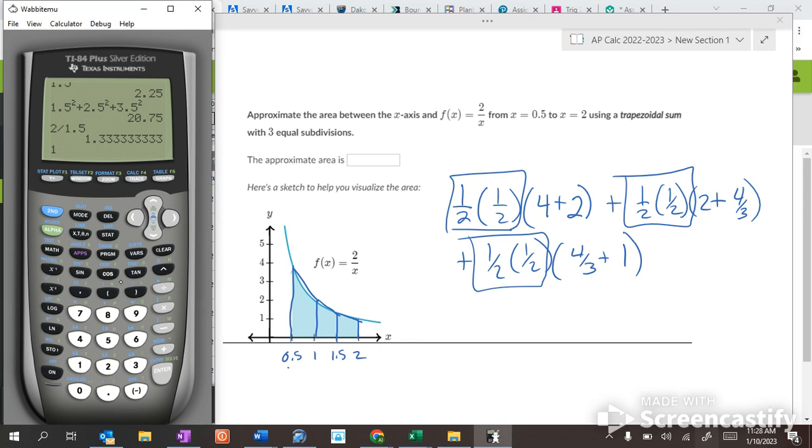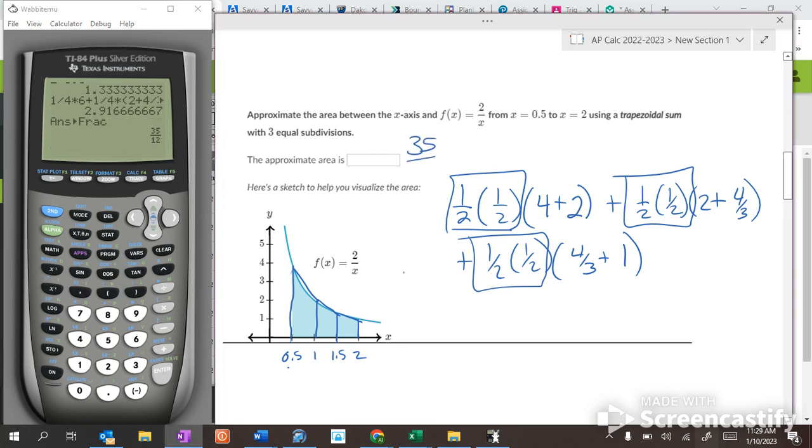I'm just going to make each of these 1/4. So it's going to be 1/4 times 6 plus 1/4 times 2 plus 4/3 plus 1/4 times 4/3 plus 1. It equals, and what is that? Well, if we go math, turn it into a fraction, please, we get 35/12, which is the answer.